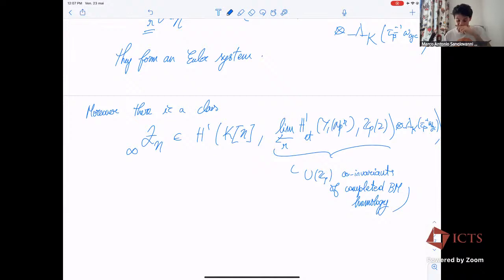Okay, so you see very big Galois representations. You see universal deformations of Galois representations when you localize at the maximal ideal of the Hecke algebra that's residually irreducible.